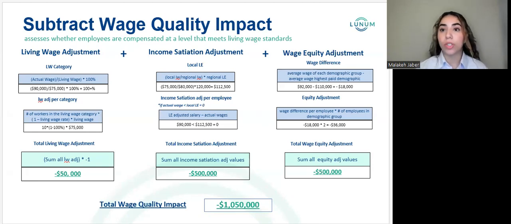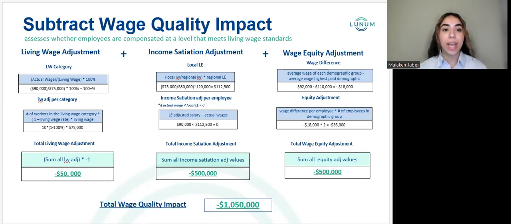Now that we've determined the living wage category, our next step is to calculate the living wage adjustments per category. To calculate that, we take the number of employees in each living wage category. We do this for the 100% living wage category, because that's the category that employee X falls under. We then multiply that by 1 minus the living wage rate, in this example, again, 100%, and we multiply that by the living wage. For state Z, we know that's $75,000. We do this for all of the employees.